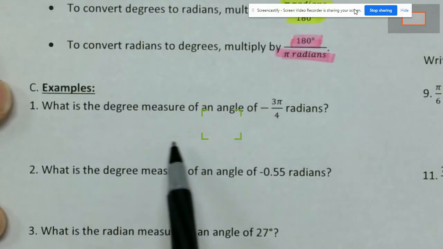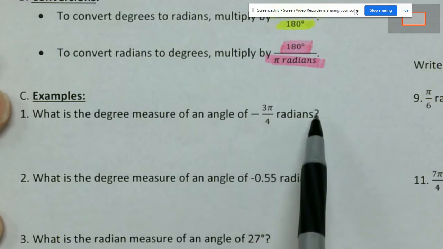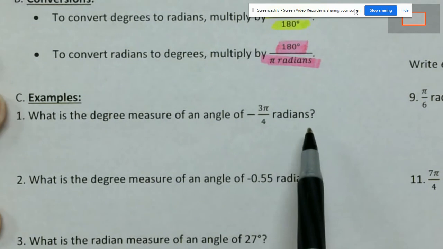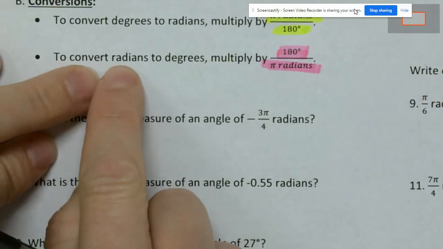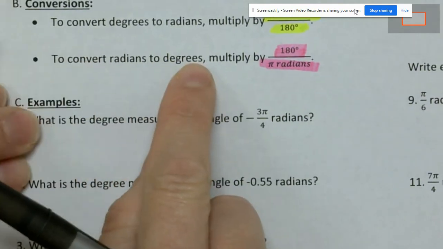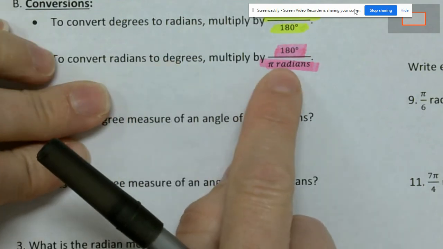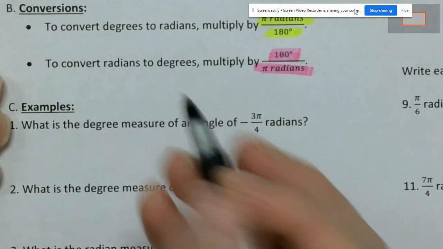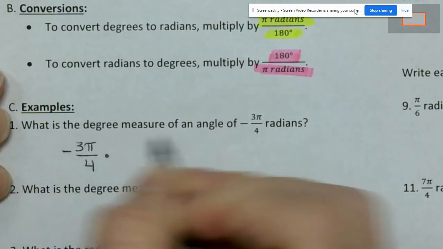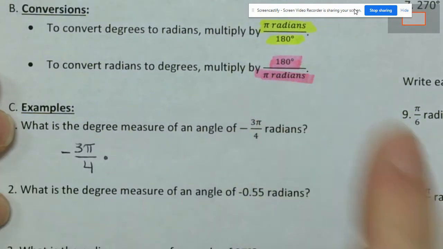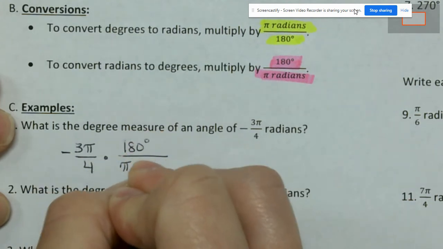What is the degree measure of an angle that is negative 3 pi over 4 radians? They give me the radians, so that means I'm going to convert radians to degrees. That means I'm using this one here that I've highlighted with pink. So I'm going to write down this negative 3 pi over 4, and we're going to multiply that by 180 degrees over pi radians.